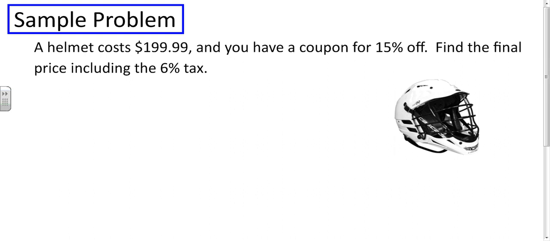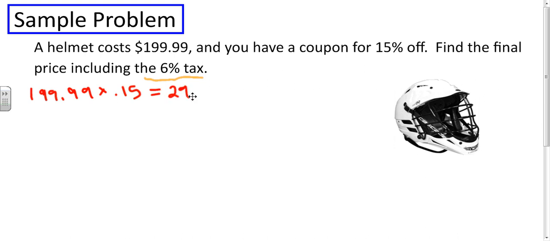This next problem, a helmet costs $199.99, and you have a coupon for 15% off. Find the final price, including the 6% tax. Tax is also a markup, right? Tax means we're going to pay more because it's added on to the price. So first, I want to find my discount here. So I'm going to take $199.99, and I'm going to multiply that by my 15% off coupon. This tells me how much I am getting for a discount.